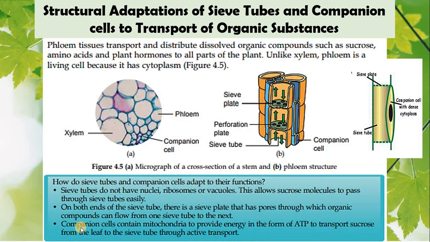Then the third one, companion cells contain mitochondria to provide energy in the form of ATP to transport sucrose from the leaf to the sieve tube through active transport. So that is the adaptation of the sieve tube and companion cells of the phloem.